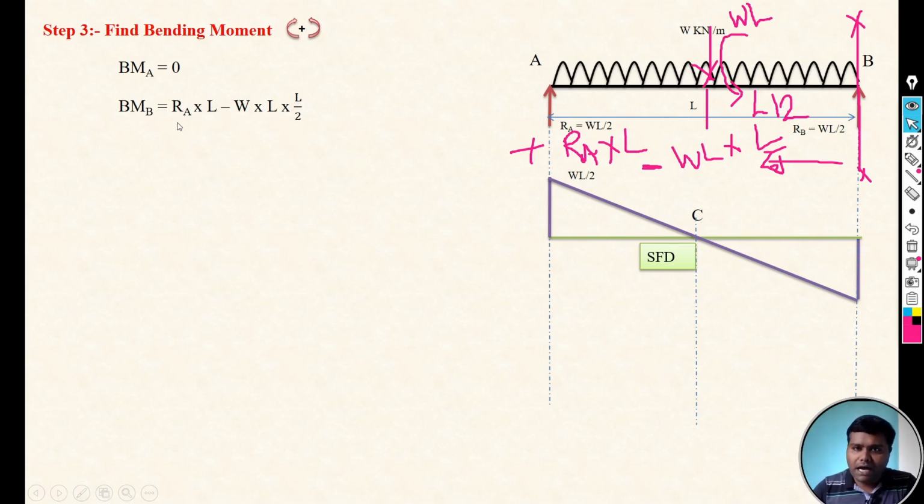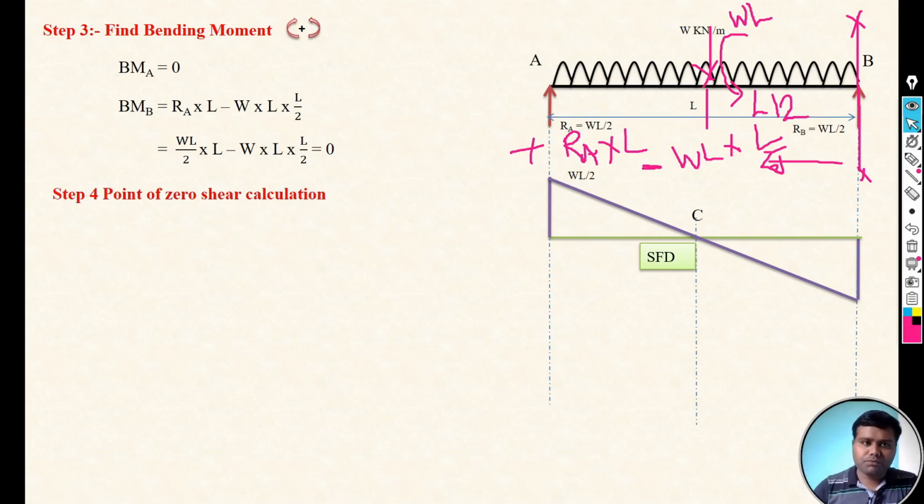RA we have already calculated, where RA is WL by 2. Just put that value, WL by 2, into L minus WL into L by 2. If you solve it, it will be WL square by 2, and this will also be WL square by 2, where WL square by 2 minus WL square by 2 will be 0. So the bending moment at B point is also 0.